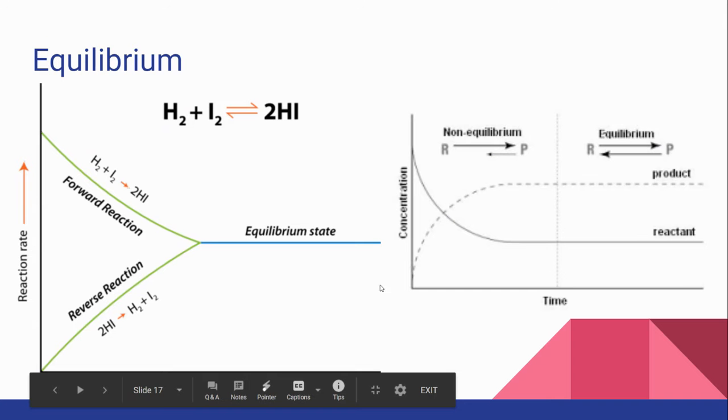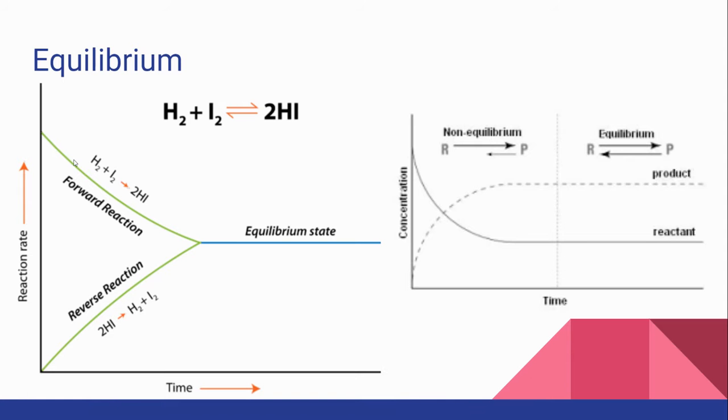So that's what I'm talking about here. You have H2 plus I2 yields 2HI. At first, the forward reaction is very fast because we start with just H2 and I2. They're forming HI.